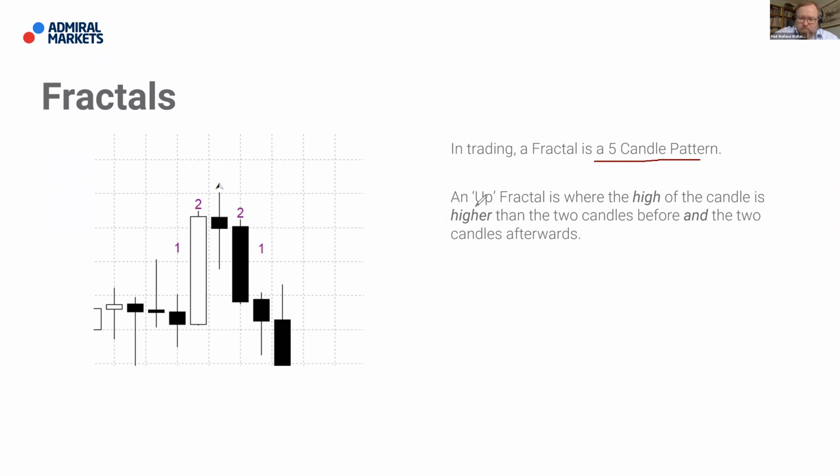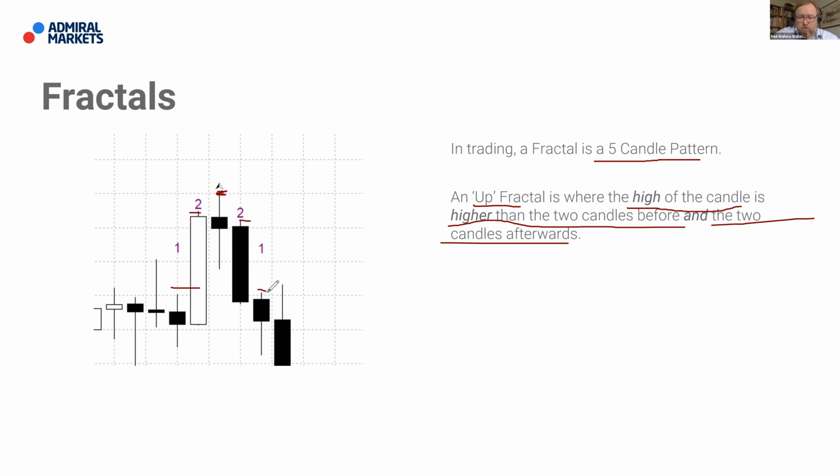An up fractal is where the high of the candle is higher than the 2 candles before and the 2 candles after. So here we go. This candle here, there's the high. The high of that candle is higher than the 2 candles before and the 2 candles after it.